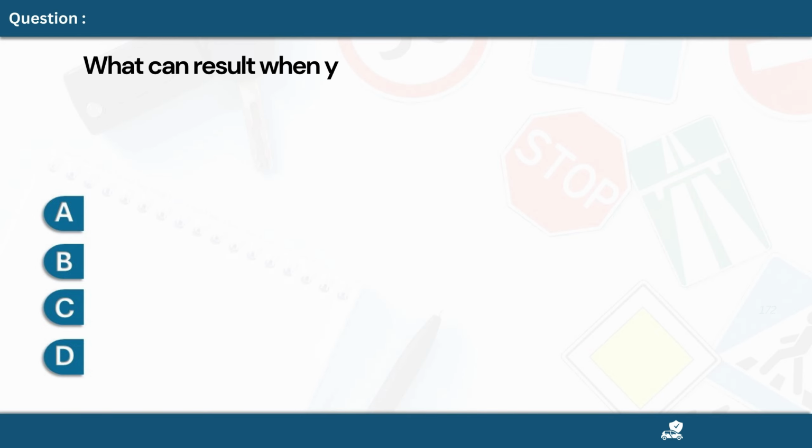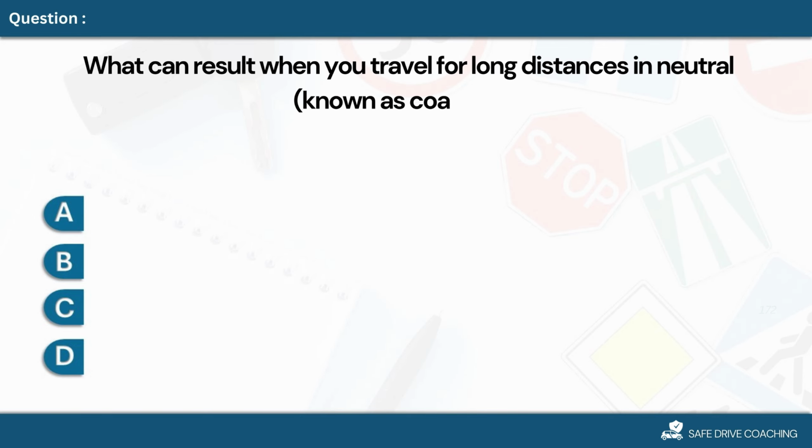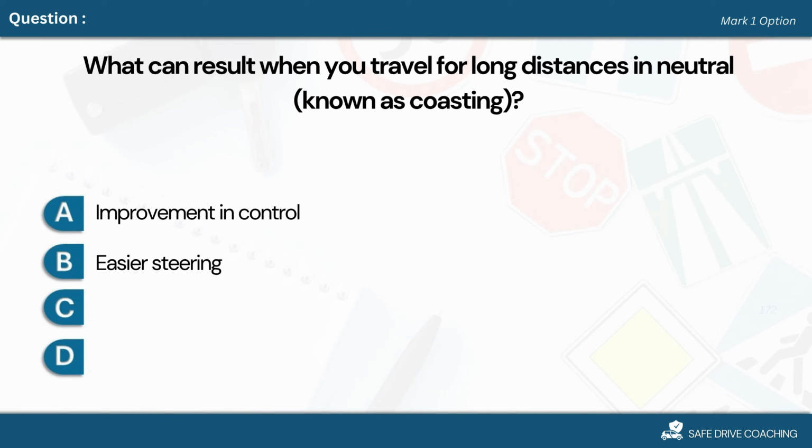What can result when you travel for long distances in neutral, known as coasting? A. Improvement in control. B. Easier steering. C. Reduction in control. D. Increased fuel consumption.